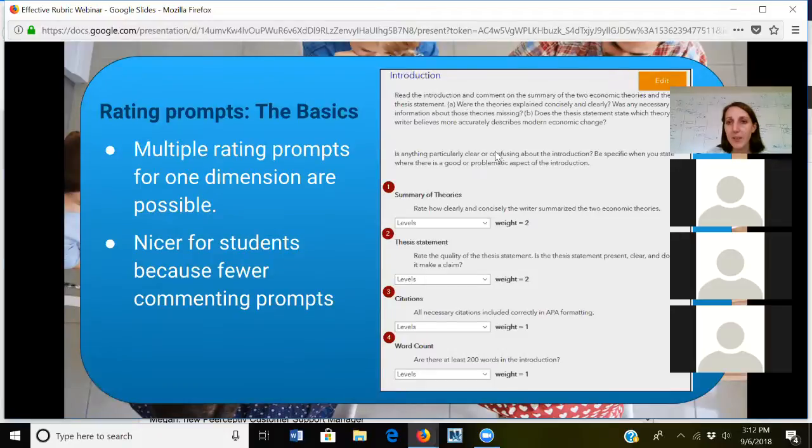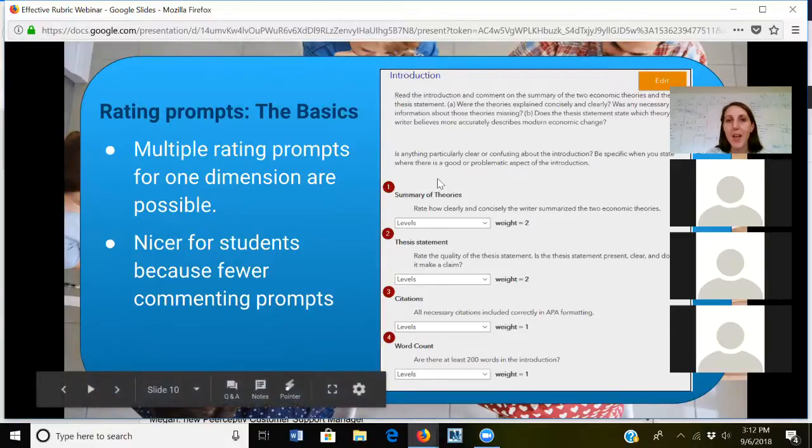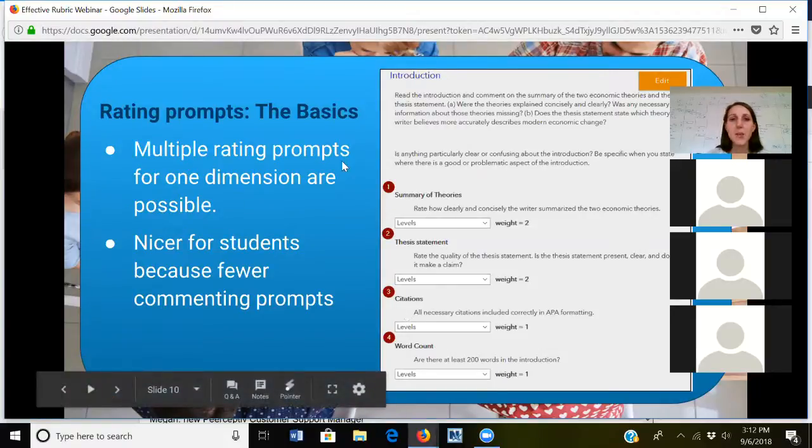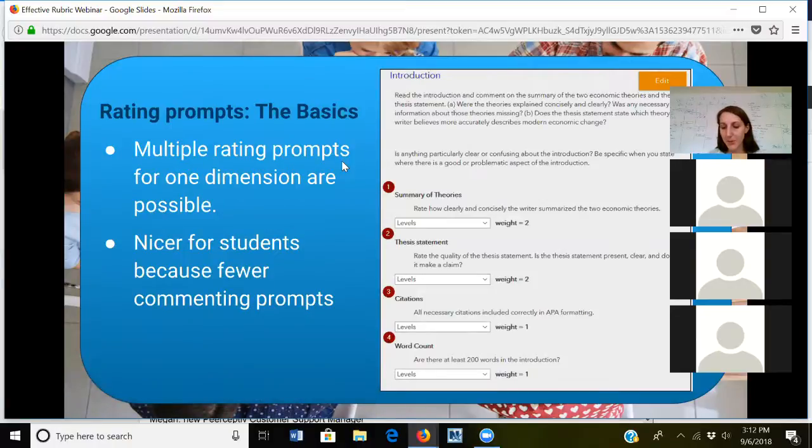So when a reviewer sees this on the rubric, they will need to type a comment in response to this prompt. You want these, as we said before, to be specific and focused. But if you're having a student write a comment on each rating, the student's going to get overwhelmed quickly. And you might see that the students are not doing a good job at reviewing because there's simply too many comments to respond to. So one way to avoid that is have one commenting prompt and several rating prompts within that commenting prompt. So here there's summary of theories, thesis statement, citations, and word count. Helps to avoid student burnout in the reviewing process.